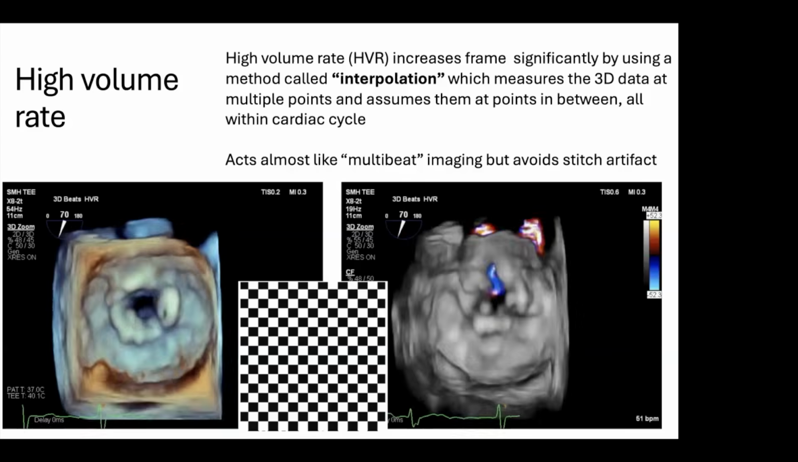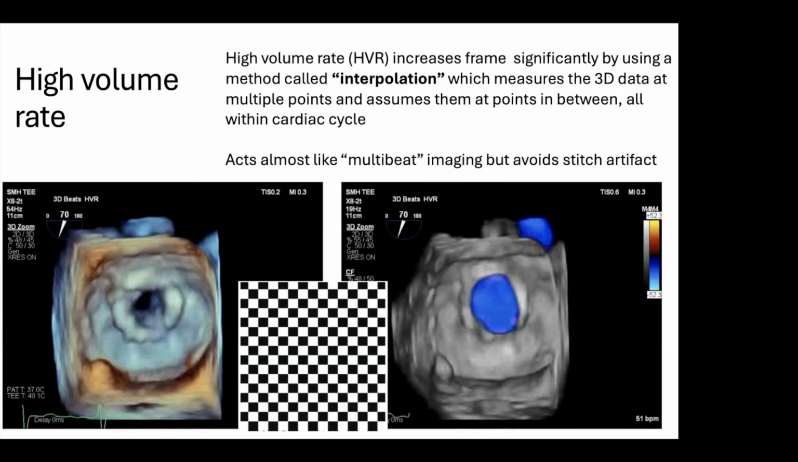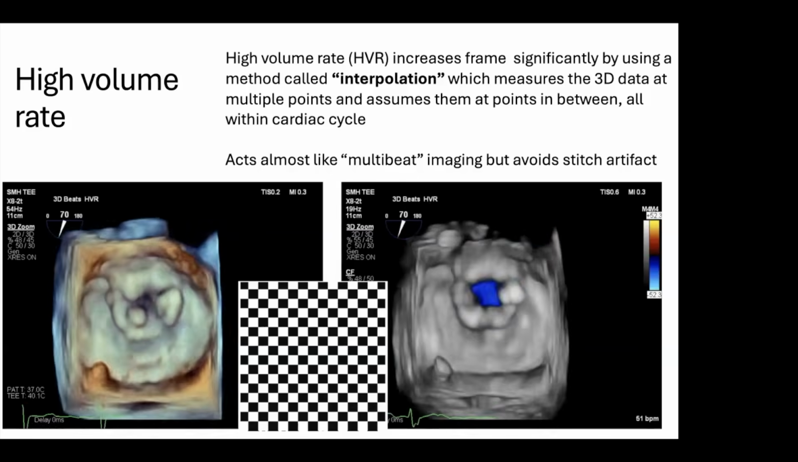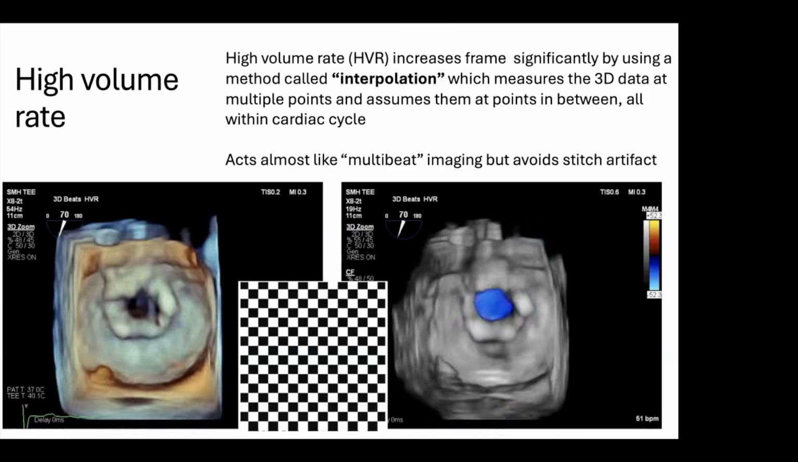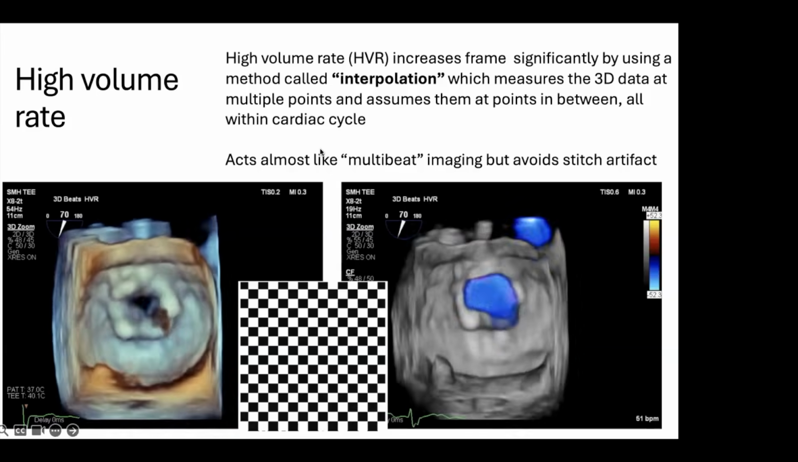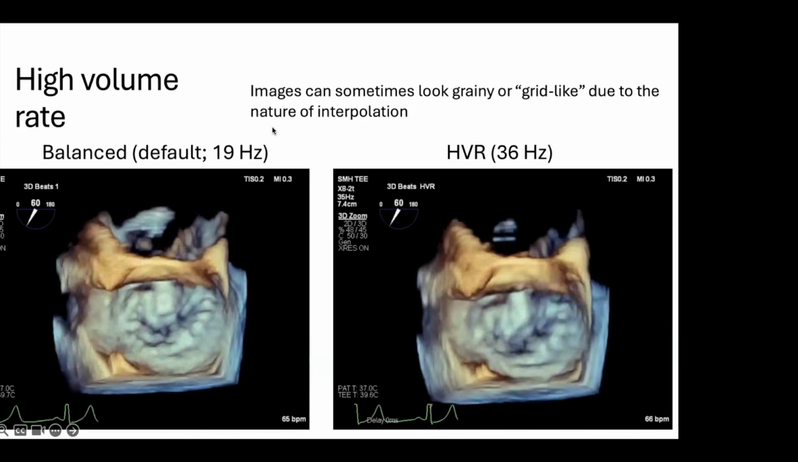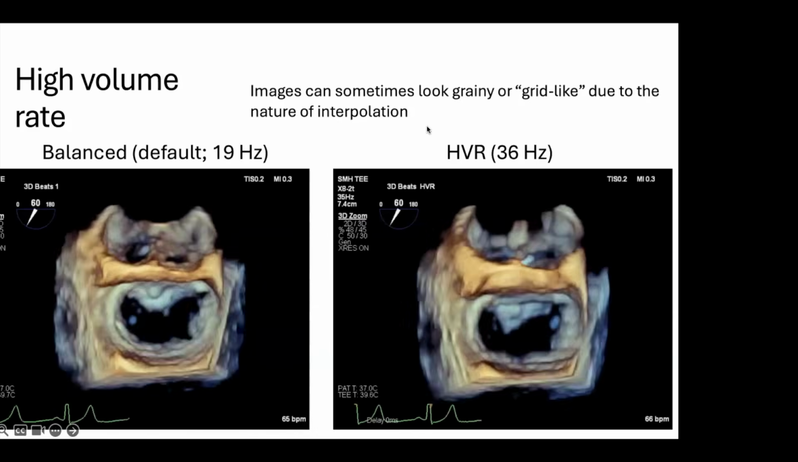And that's sort of why, when I look at these images in HVR, I often find that they sure have a higher frame rate, and that makes sense because they're processing less data, but the image quality kind of has this checkerboard appearance. I don't routinely do this, but just so you're aware that it is an option that's available. So this is an example comparing the same valve acquired in balanced versus in HVR.